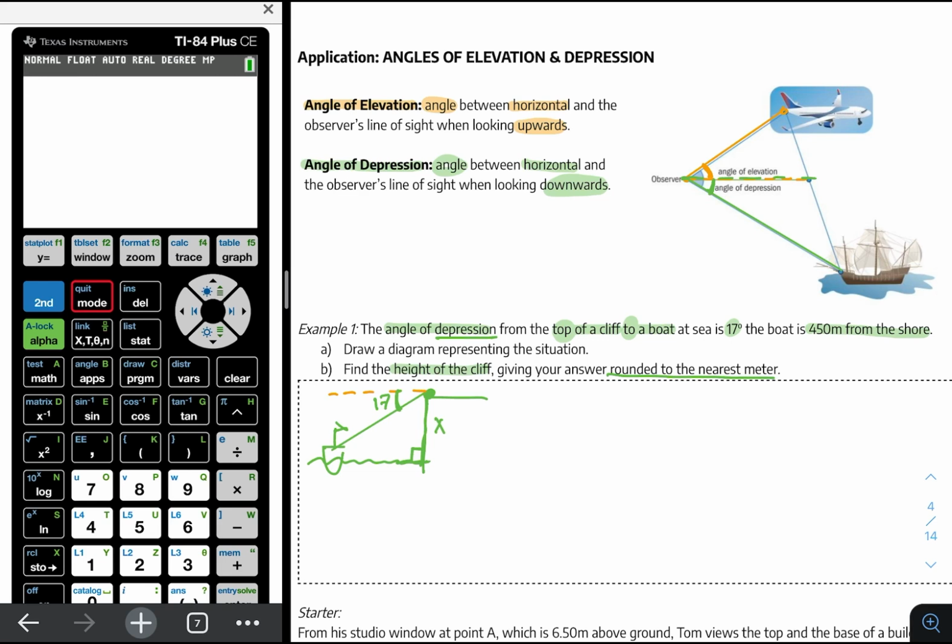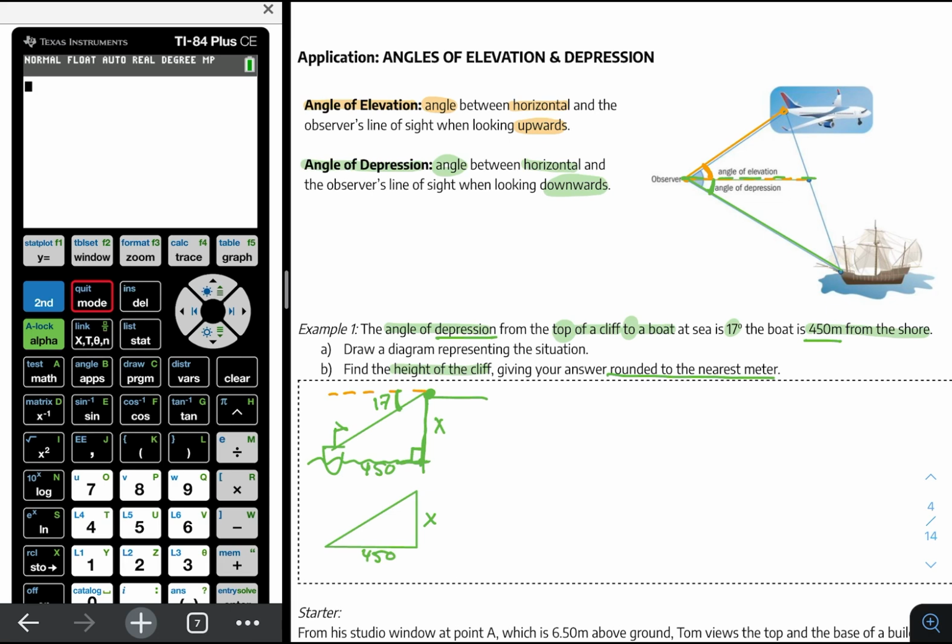So we now have a right angle triangle. Let me redraw a triangle so that we can see it clearly. And we have this is x. And oh, I forgot the 450. The boat is 450 meters from the shore. So the shore is where the cliff is stopping. So the boat is 450 meters from the shore.